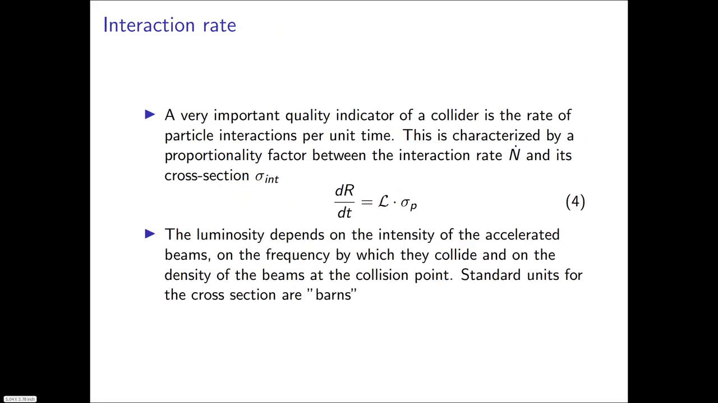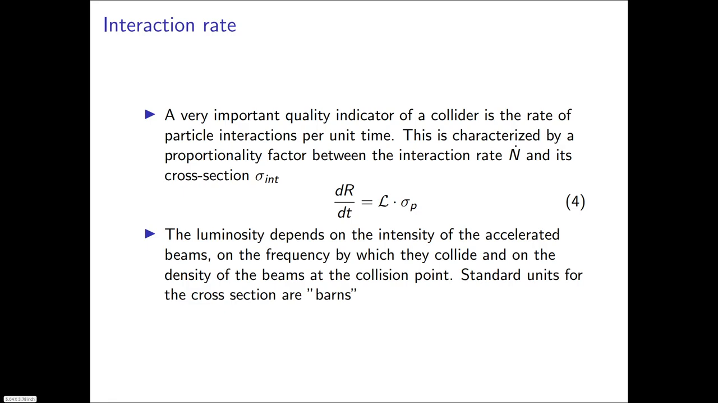Interaction rate. This is a very important quality indicator of the collider, because it tells us the rate of particle interactions per unit time, which is dR by dt. This is characterized by a proportionality factor between the interaction rate and the cross section. Interaction rate is equal to dR by dt, which is equal to luminosity times the cross section. The luminosity is a very interesting topic, and it requires a separate talk, which I will be doing next.